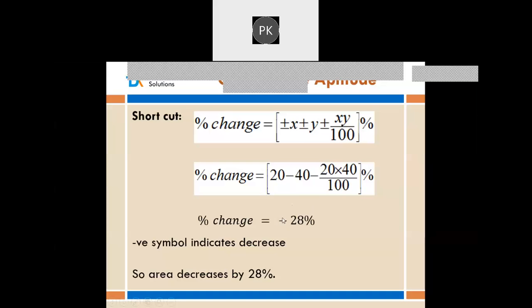Whenever you get a negative as the final answer, the negative symbol always indicates a decrease. So the area decreases by 28 percentage. If the final answer is positive, then the area must increase. Okay, positive symbolizes increase, negative symbolizes decrease. If the final answer is negative, you can remove the negative sign and directly say that the area is decreasing by so and so percentage. I hope you understand this. So please write down this. This is one of the very important formulas for many types of problems.